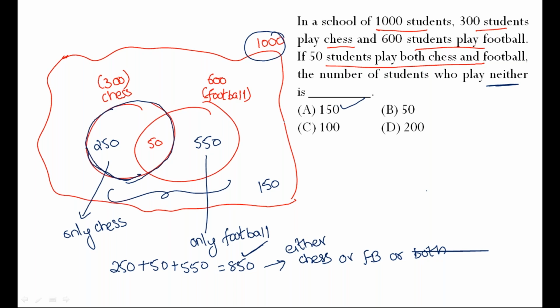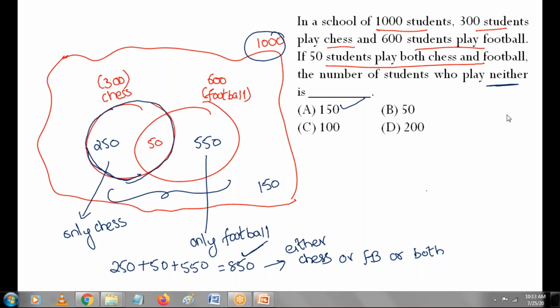So hope you are clear with this. How many are playing neither football nor chess is nothing but 150 students. So out of 1,000, 850 are playing chess or football or both, but 150 students do not belong to these two. Hope we are pretty clear with this point. Let us discuss the next one, friends. Let's go for the second question if you are clear with this point.